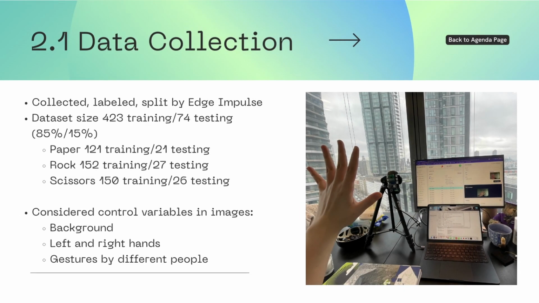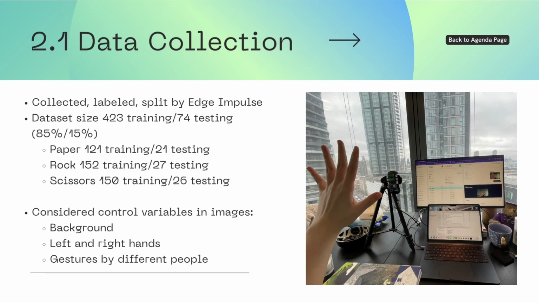Next, I will go through the workflow of this project. The first step is data collection. Data is collected, labeled, and split on Edge Impulse. I sampled 423 training data and 74 testing data. They have three labels: paper, rock, and scissors.